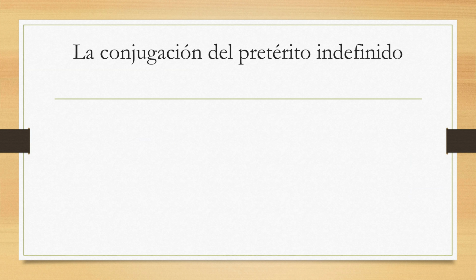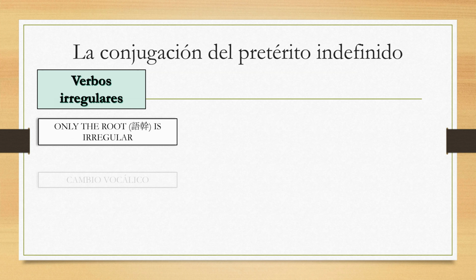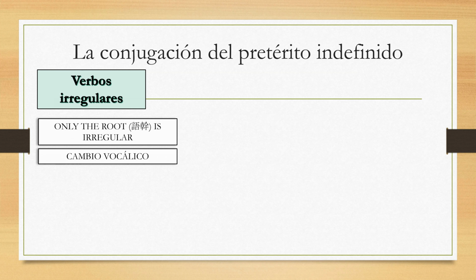Almost done. Now let's take a look at verbos irregulares. Verbos irregulares are going to be divided in two big groups and then into different types within those groups. The first group is going to be where only the root or gokan is irregular. These are the verbs that we call verbos con cambio vocálico.